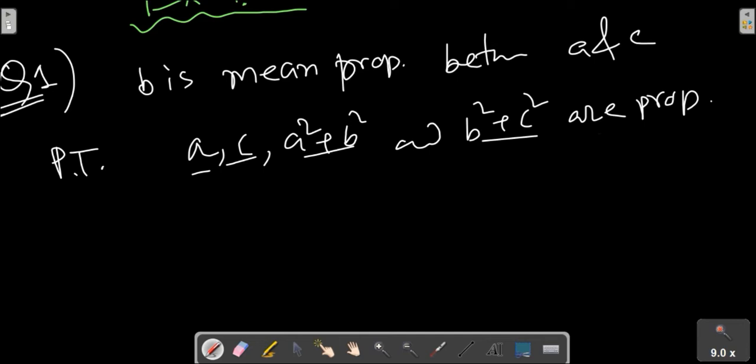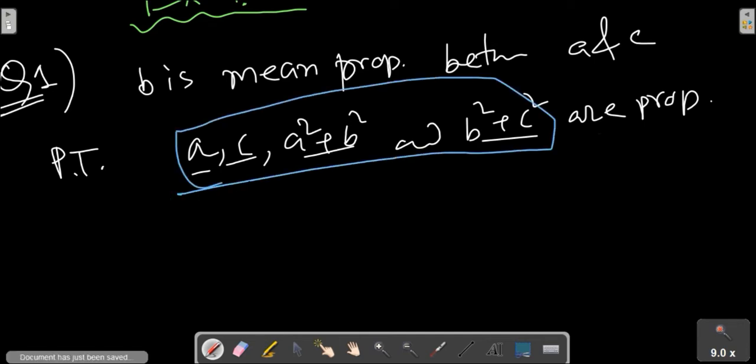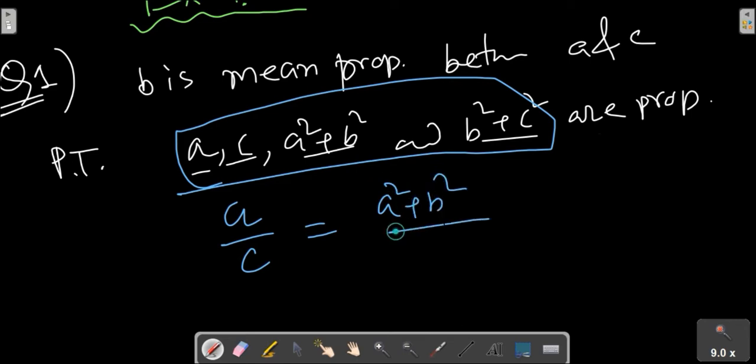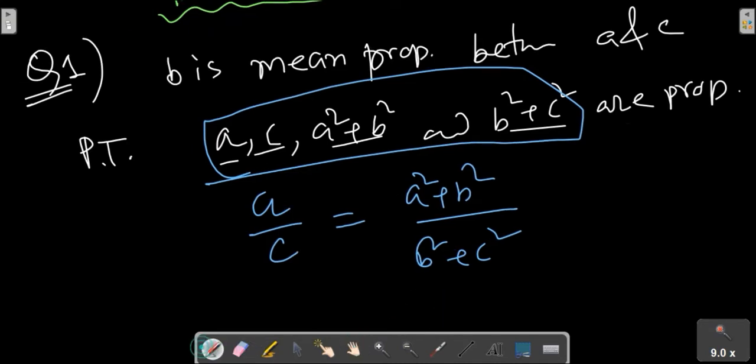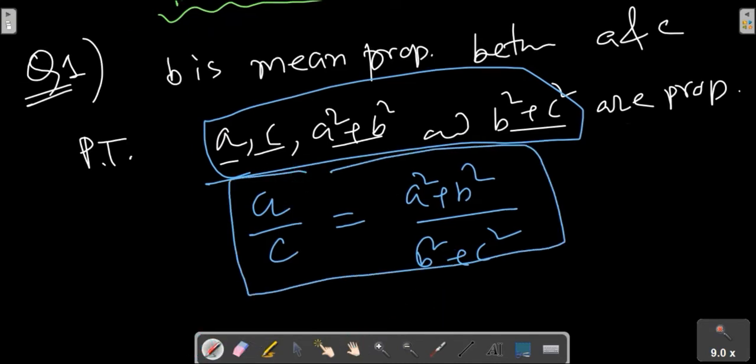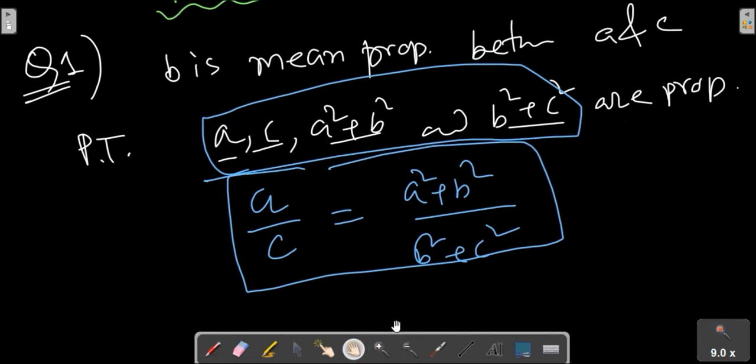So what we need to show, if these four terms are in proportion, is that A by C is equal to A square plus B square by B square plus C square. Let's see how we can show that. We have to keep this in our mind; this blue color part is not with us, we have to show this part.